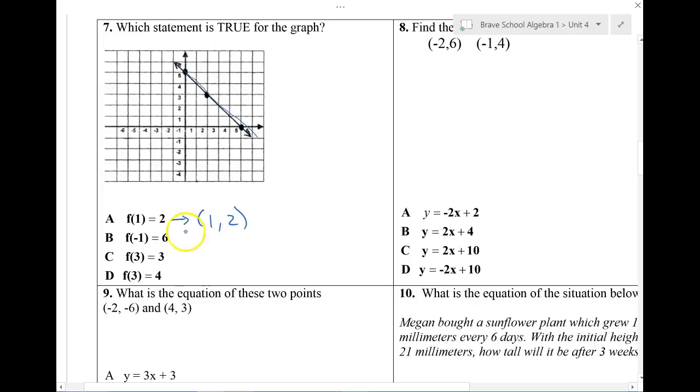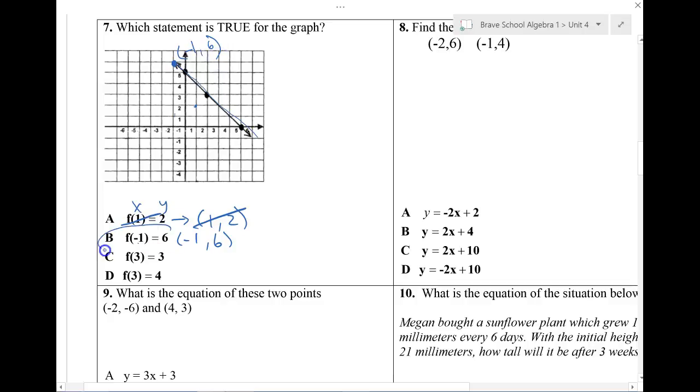Okay, so this is 1 and 2 because this is x and this is y. So 1 and 2, that's here, so that doesn't work. So that's not a solution. This is negative 1 and 6. Okay, negative 1 and 6 is to the left and up 6. Well, that looks like it's there. Okay, negative 1 and 6 is there, so B.